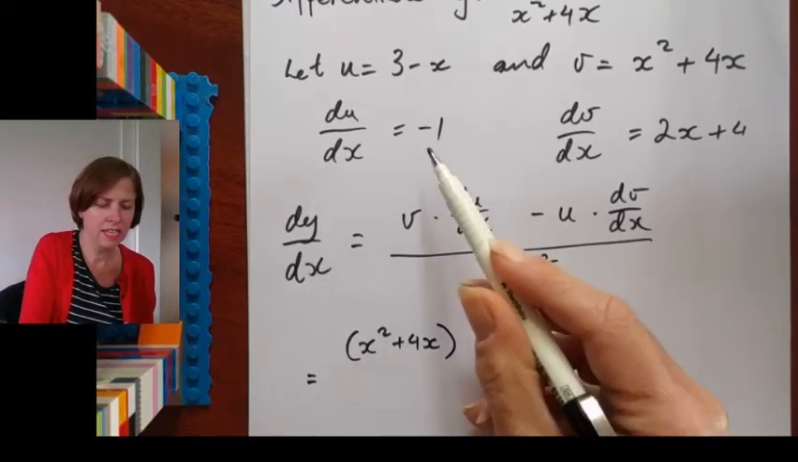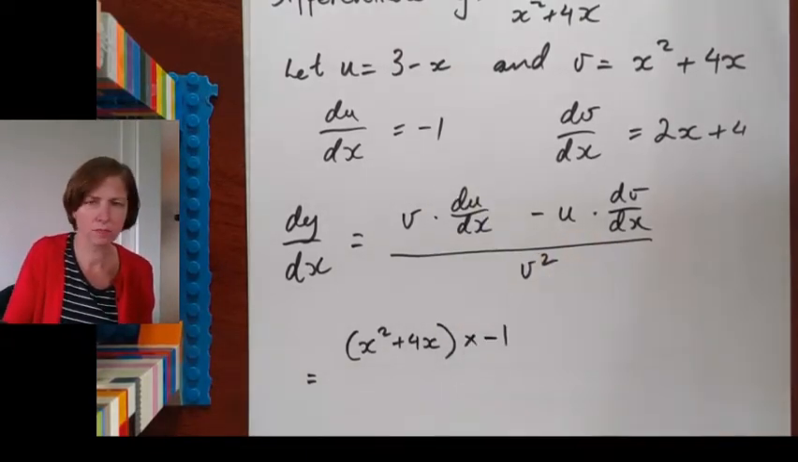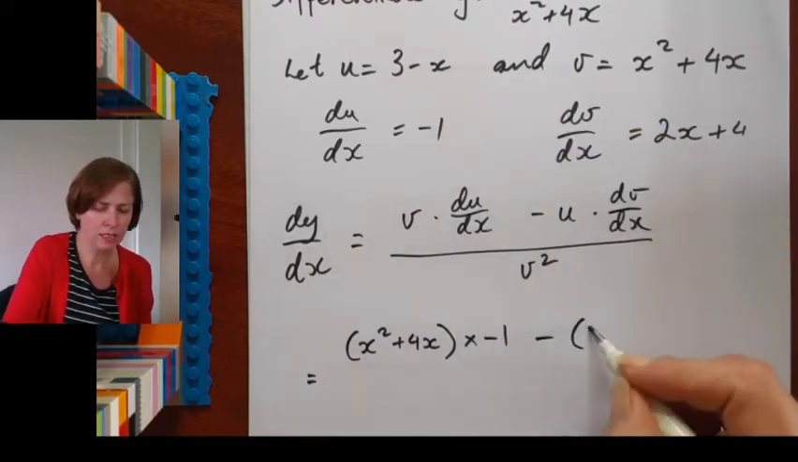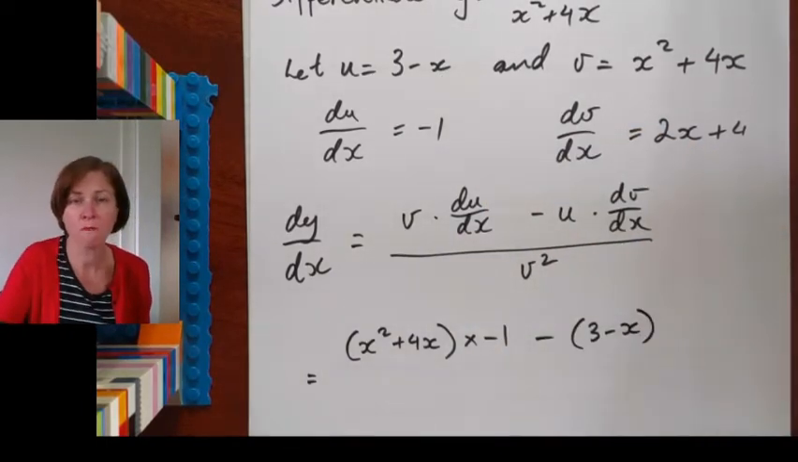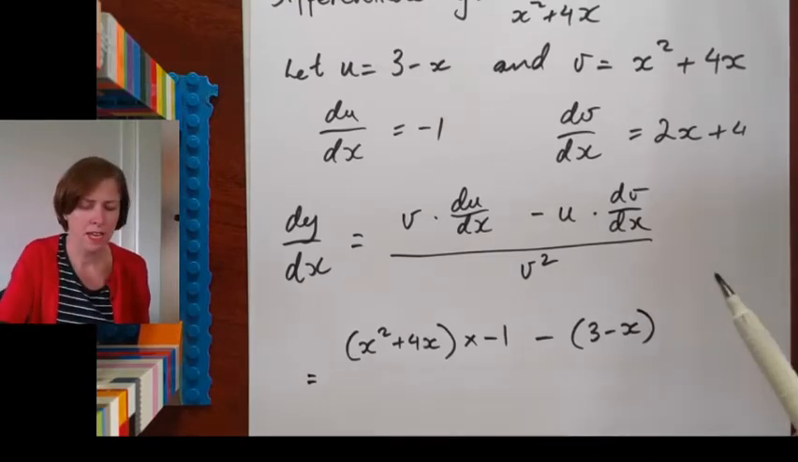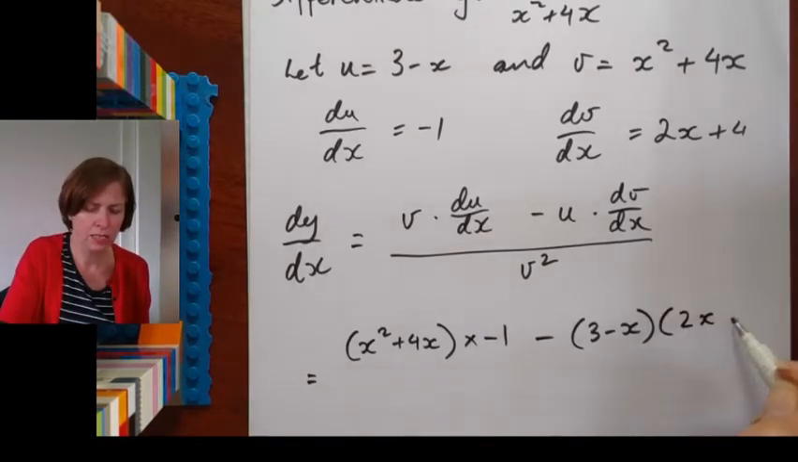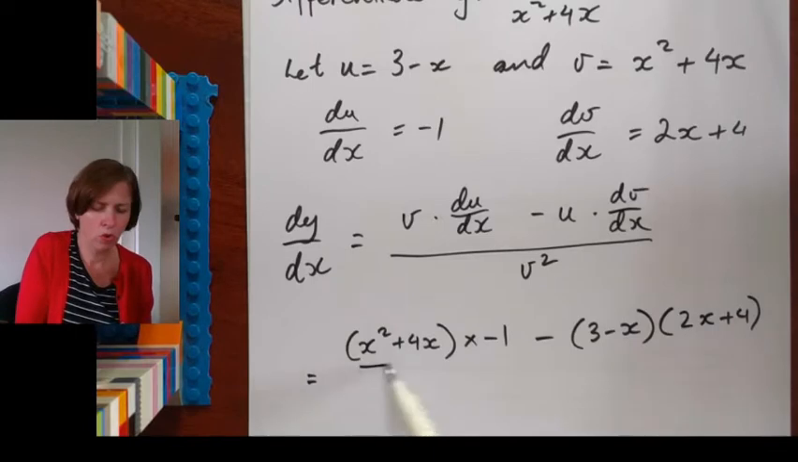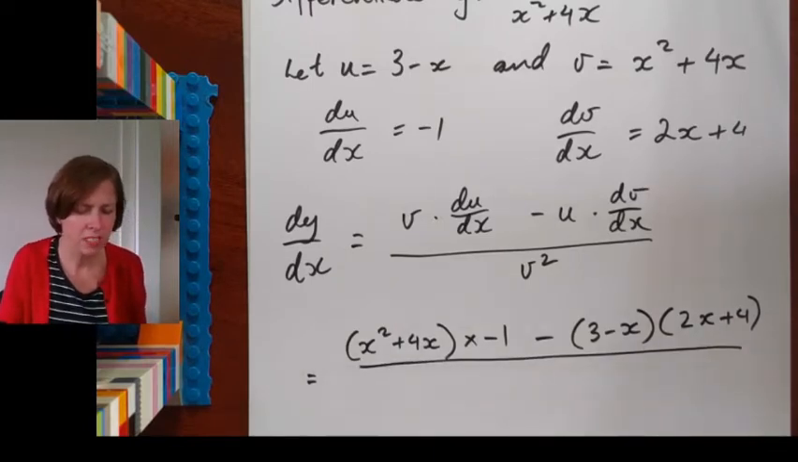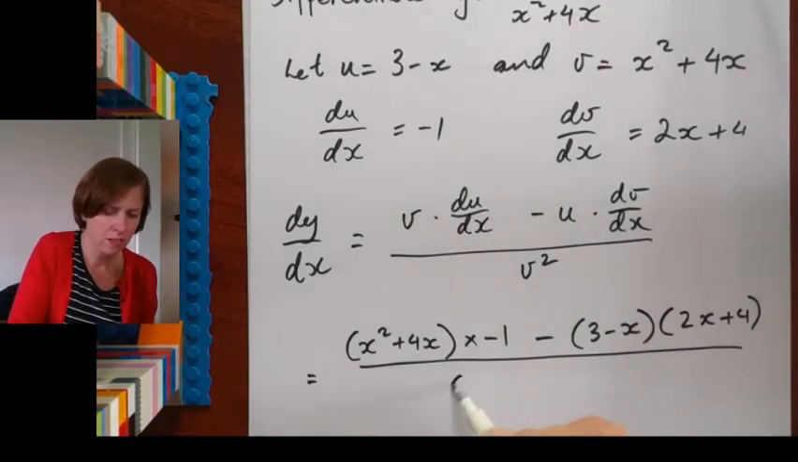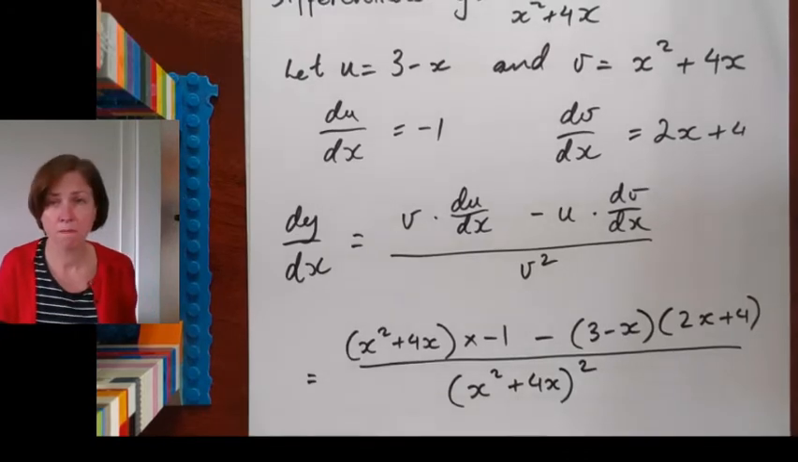du/dx is here, so that's times -1. Minus u, which is 3 minus x. Always use brackets when you have an expression with more than one term. And I'm multiplying, or adding and subtracting. Multiplied by dv/dx, which is here, 2x plus 4. All over v squared. There's v, x squared plus 4x. So x squared plus 4x all squared.